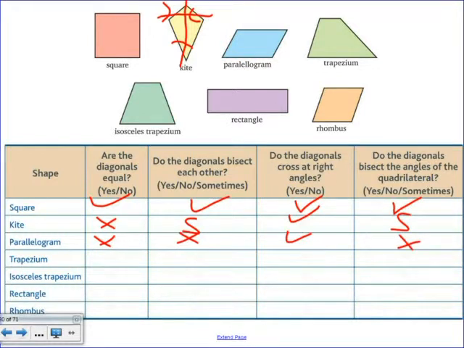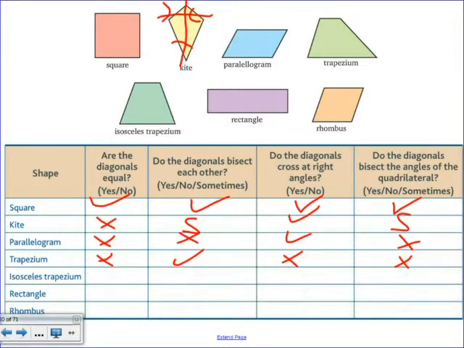Okay. And then trapezium. Who's got the trapezium? Drew, you got the isosceles trapezium or the trapezium trapezium? You got the isosceles trapezium. Yeah, right. Go on in time really quickly. Are the diagonals equal? No. Do the diagonals bisect each other? Do the diagonals cross at right angles? And do the diagonals bisect the angles of the quadrilateral?